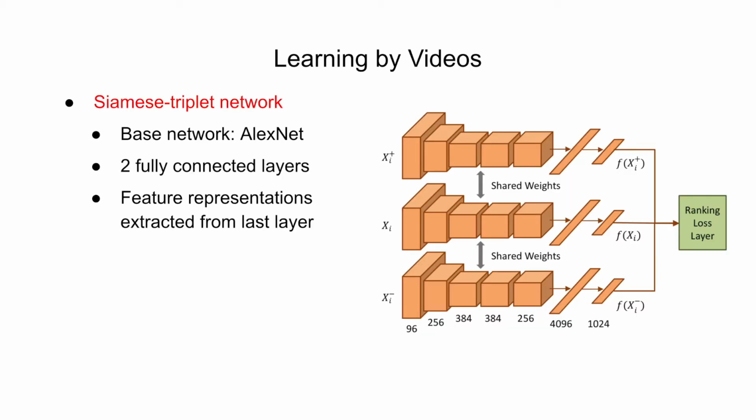As far as the neural architecture is concerned, a Siamese triplet network was used to learn the feature space. This network consists of three AlexNet-based networks that share the same weights and parameters, while each of them used only two fully connected layers. The feature representations for each input instance are extracted from the last layer by forward propagation.